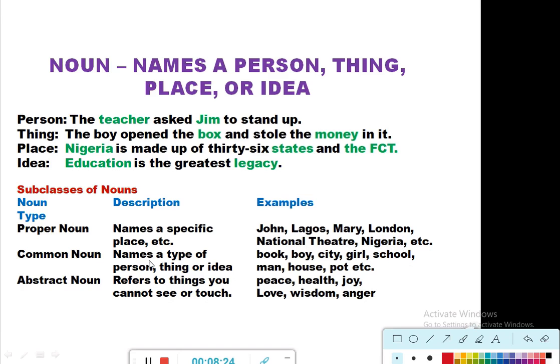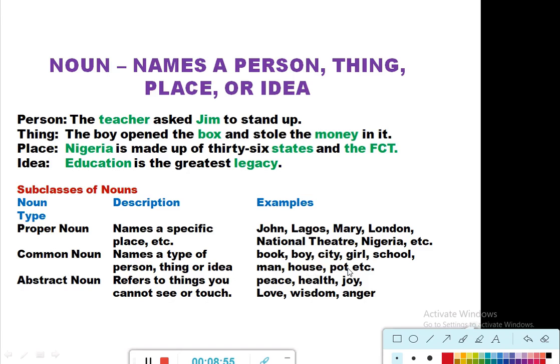Then a common noun names a type of person, thing, or idea. For example, book is a type of educational material. Boy is a type of person. City is a type of place. Girl is a type of person. School is a type of institution. Man is a type of person. House is a type of shelter. Pot is a type of cooking utensil.